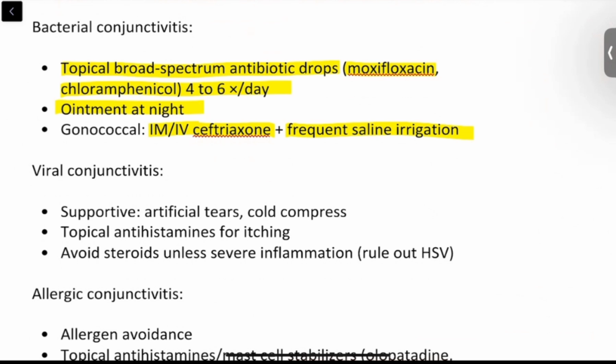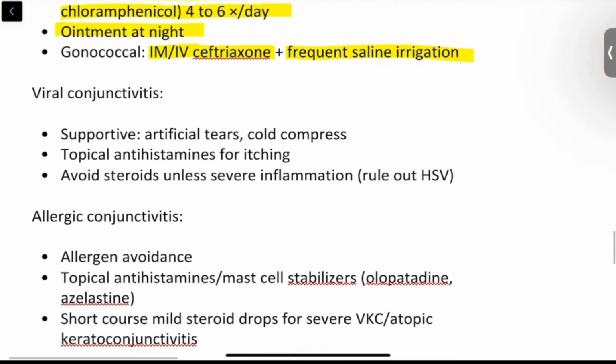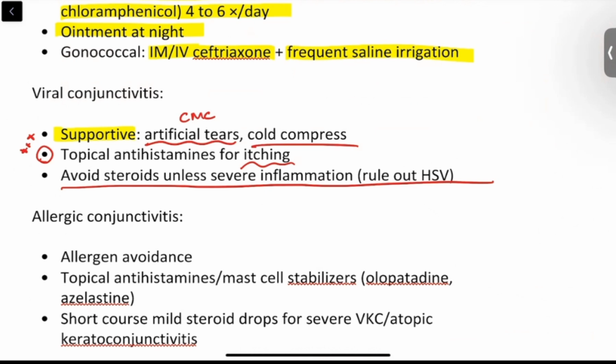For viral conjunctivitis, we know viruses have no specific treatment. So supportive treatment is there, that is by providing artificial tears like CMC eye drops or cold compress. And then topical antihistamines can be prescribed for prevention of itching. Okay, avoid steroids unless severe inflammation is present.